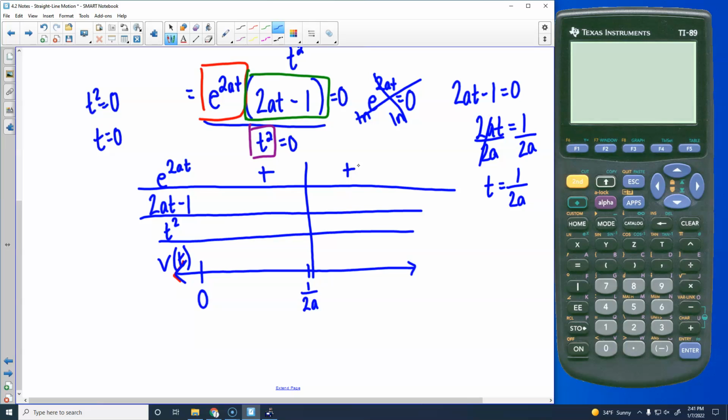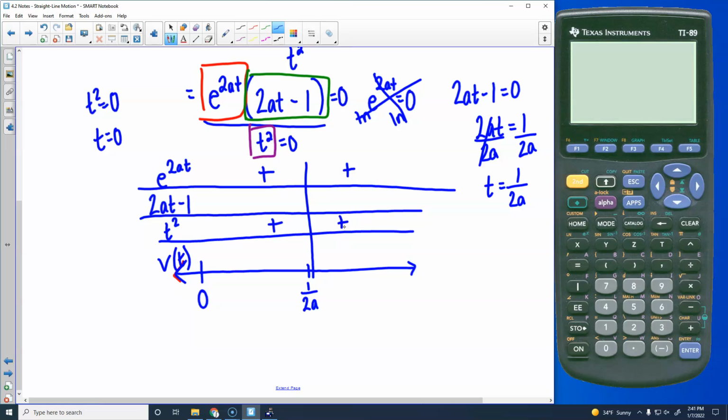What else is always positive? T squared. T squared is always positive because you're squaring it. 2at minus 1 is not always positive.